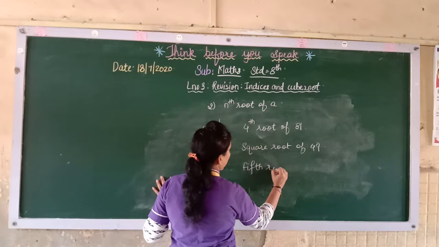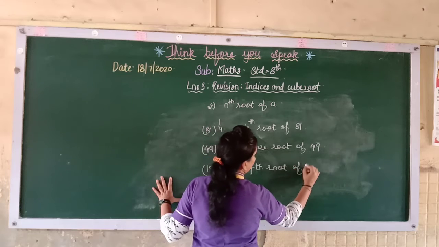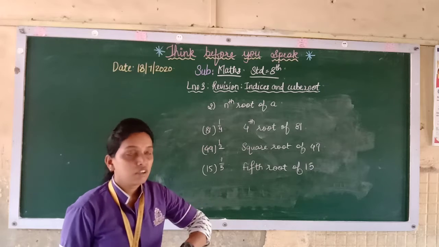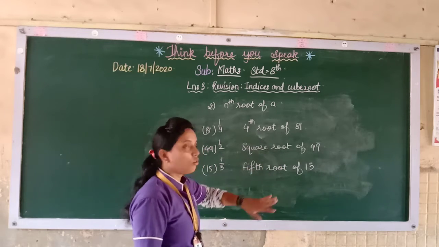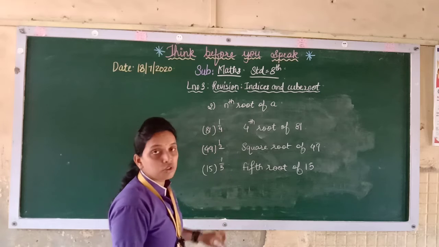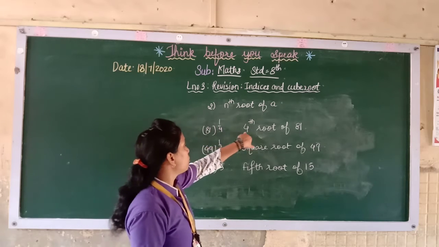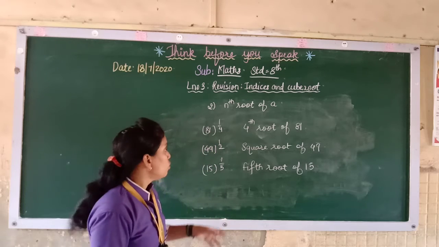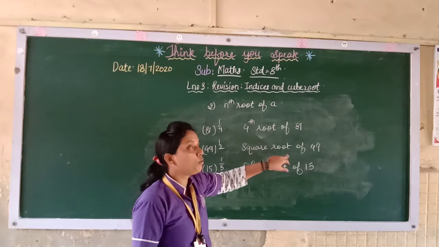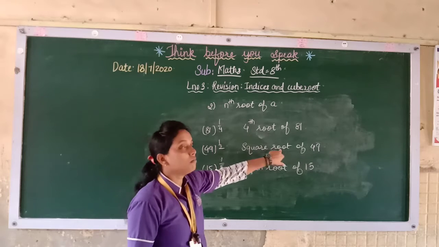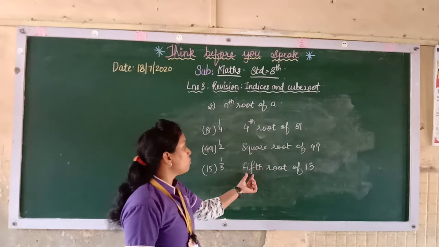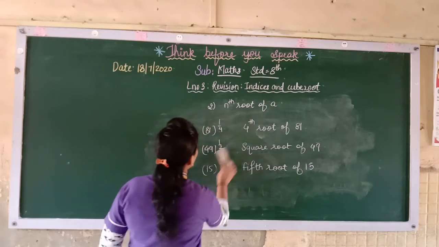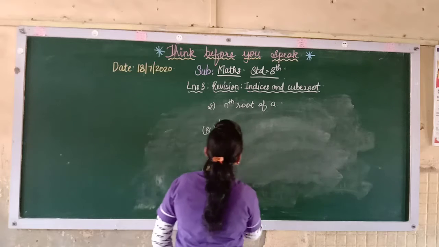So always remember, when in the power you have 1 upon a number, it means it is a root, and that number will tell you which root it is. If it is 4 here, fourth root. For 2 we call it square, for 3 it is cube. So if here it is 3, it will come cube root. Now it is 2, so it will come square root. Here it is 5, so fifth root of the number. So this is how you can write the nth root.